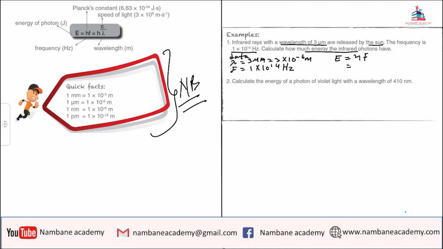Because Planck's constant is 6,63 multiplied by 10 to negative 34, multiplied by 1 multiplied by 10 to the power 14, and the final answer, ladies and gentlemen, will be something like 6,63 multiplied by 10 to the power negative 20 joules, and that is now our final answer.